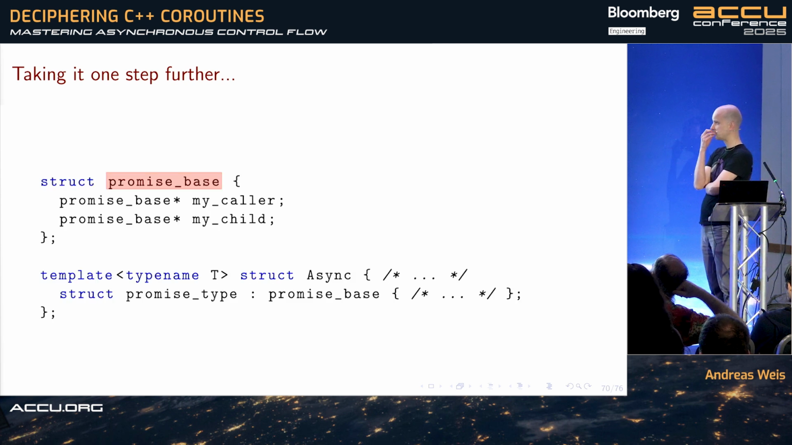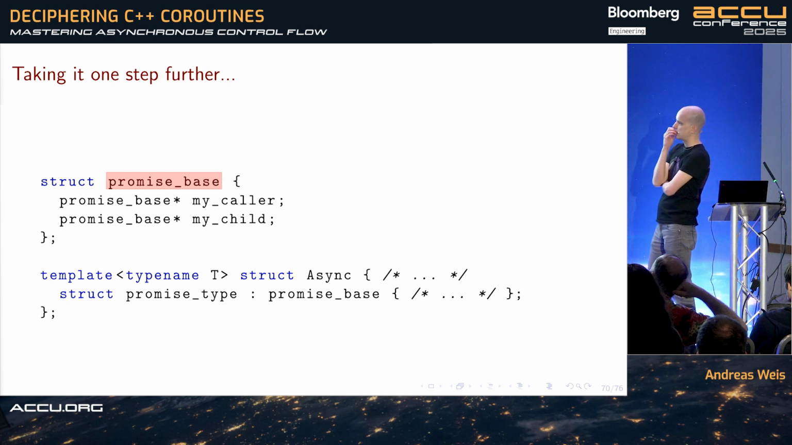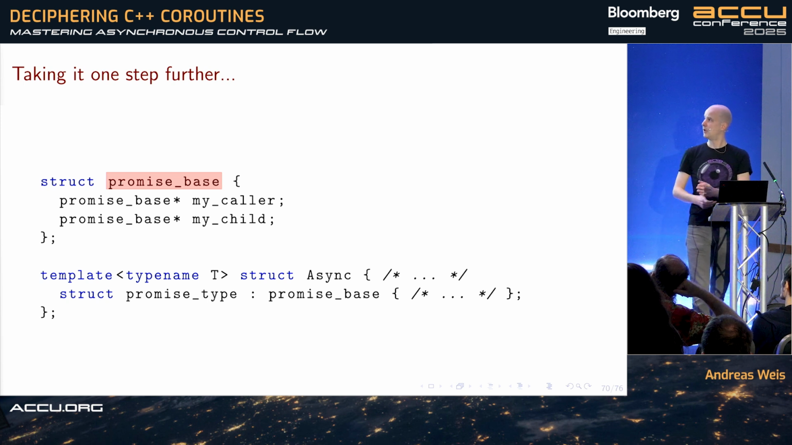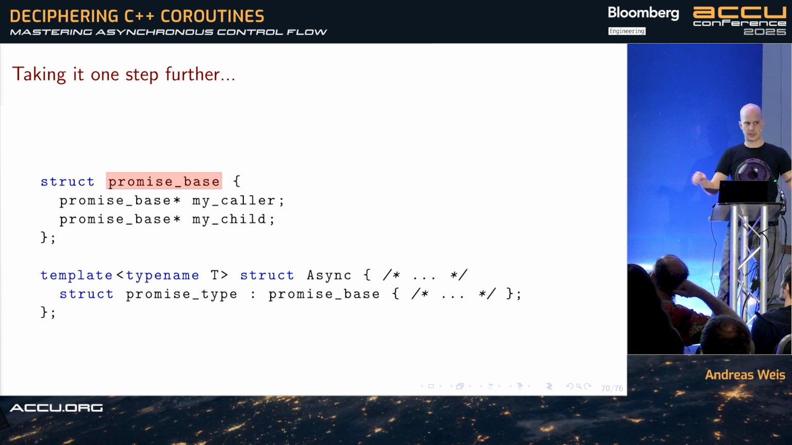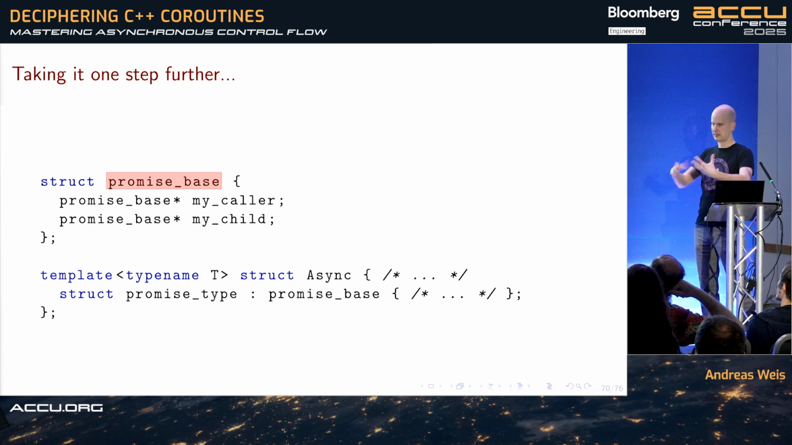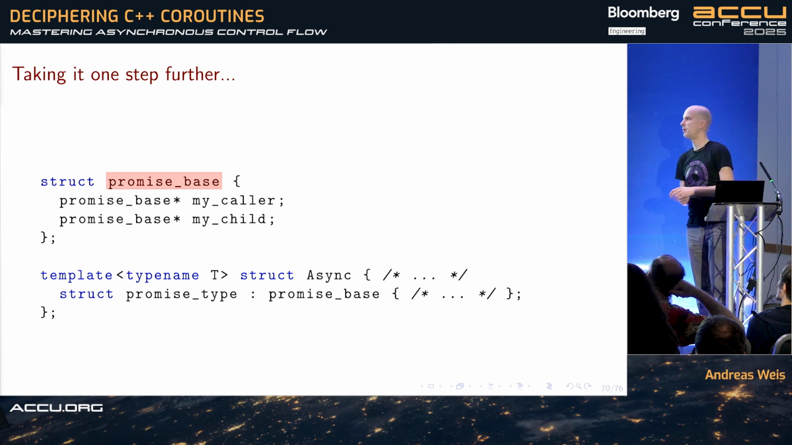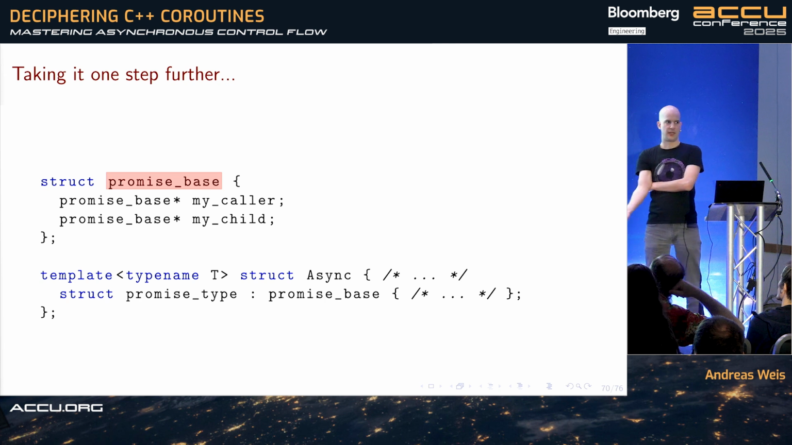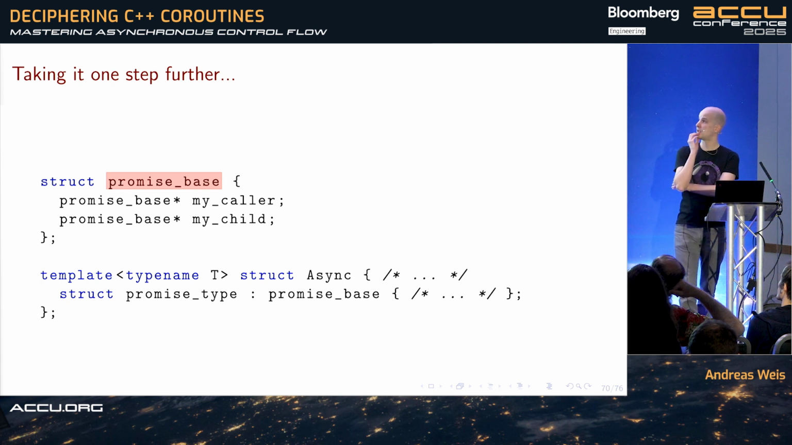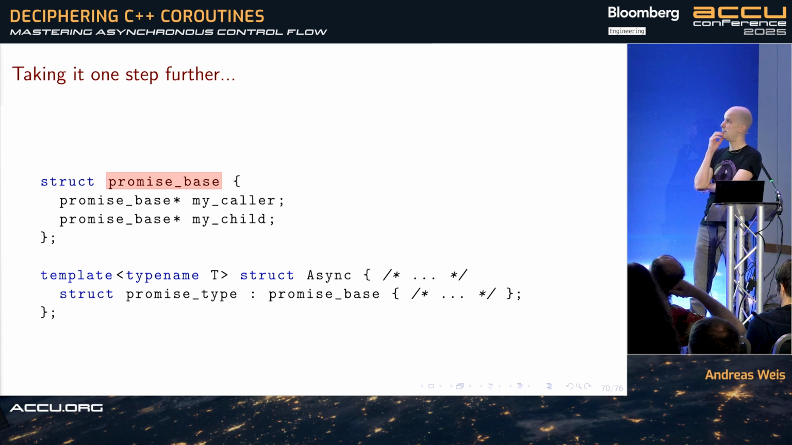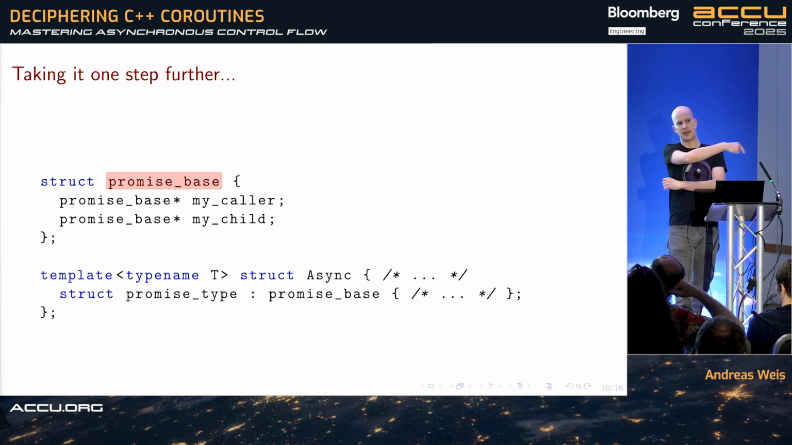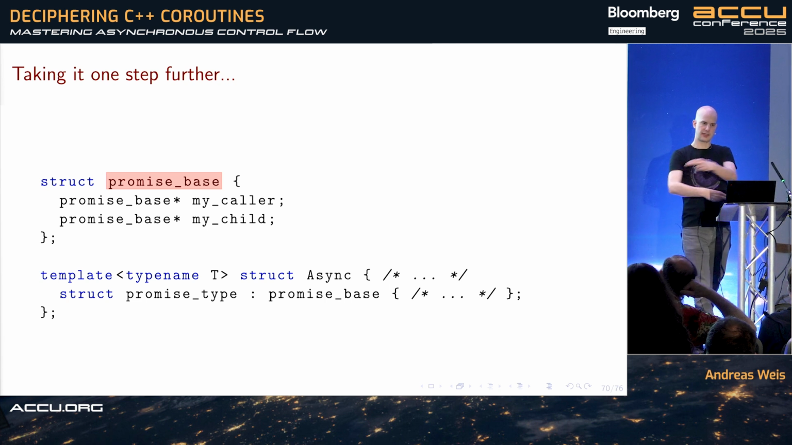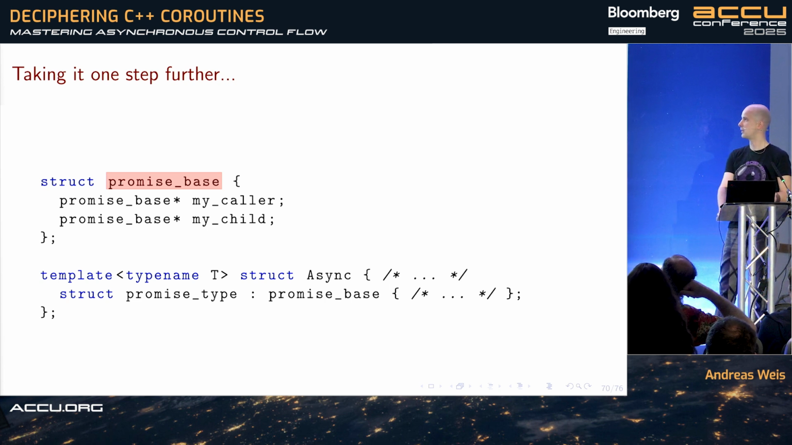So what about saying all of my promises inherit from a common base? Because that's how we propagate the data here. That's this concept that all of the promises need to fulfill. And in this promise, I can put additional stuff if I want. So let's say instead of just saving a pointer to the caller, I could also save a pointer to the child, right? So I can get a bidirectional call stack here.